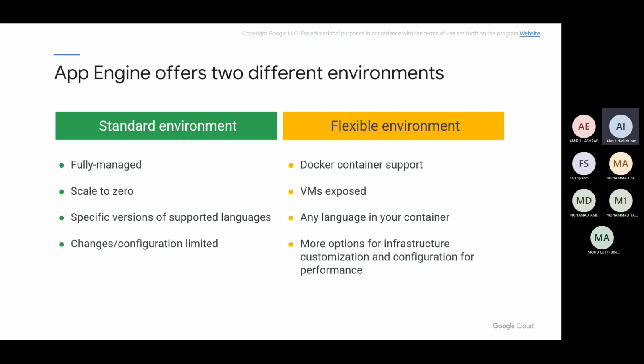So you can run your application in App Engine using a standard or flexible environment. You can also choose to simultaneously use both environments and allow your service to take advantage of each environment's individual benefits. The standard environment offers managed infrastructure for your application that can scale down to zero if not in use. So this means you stop paying to use the service.